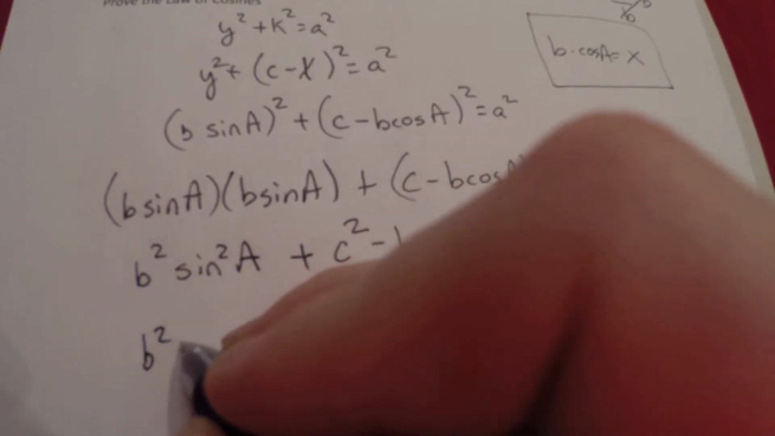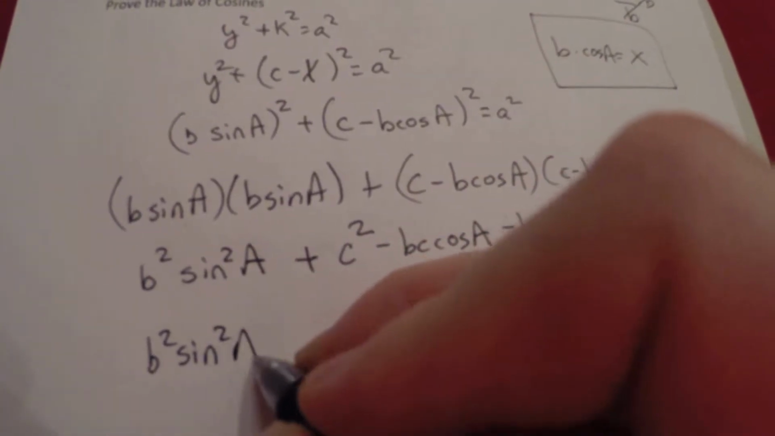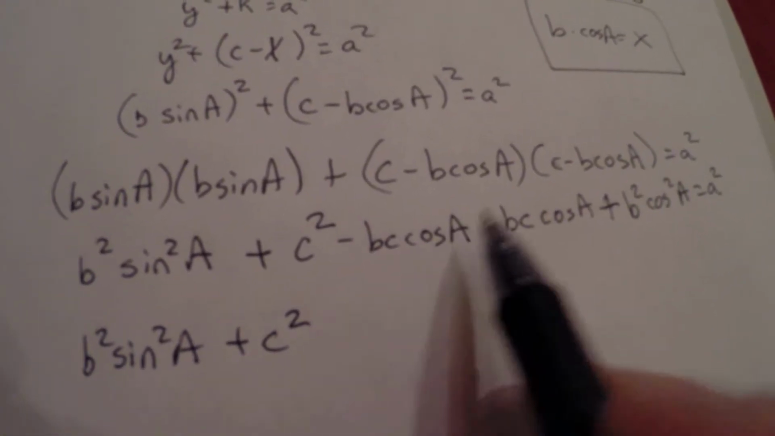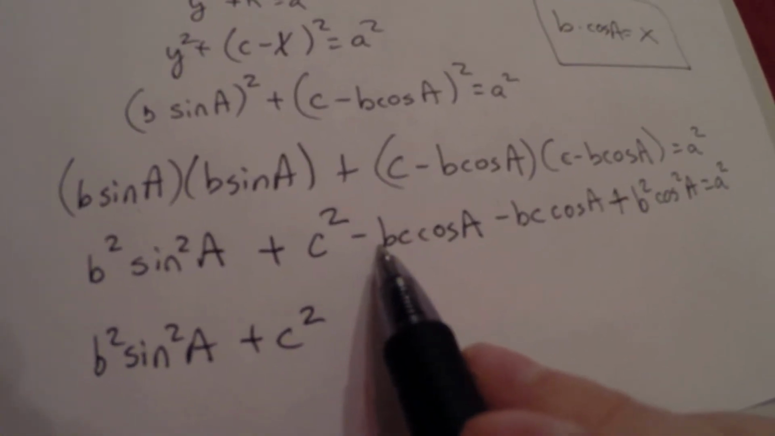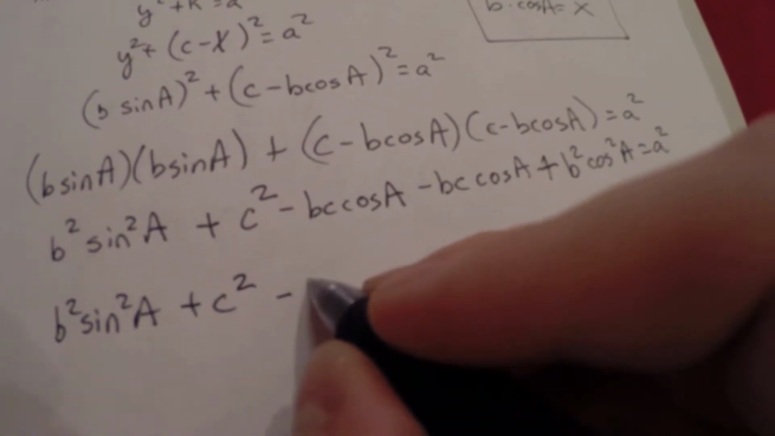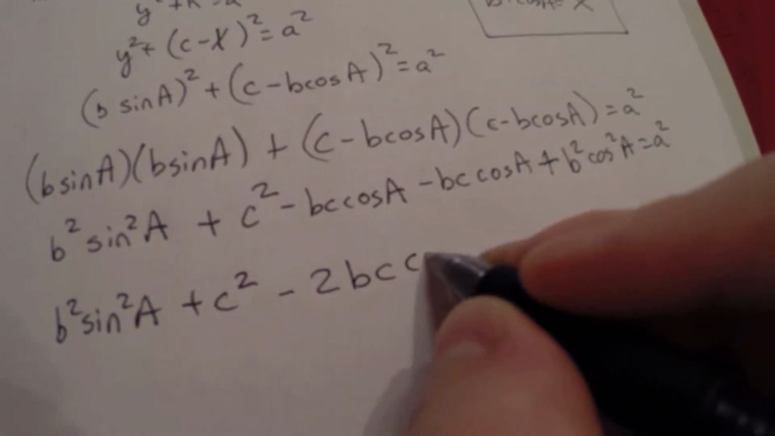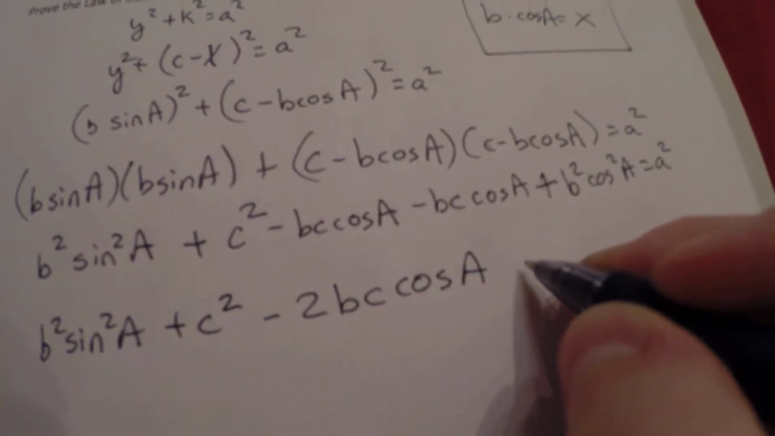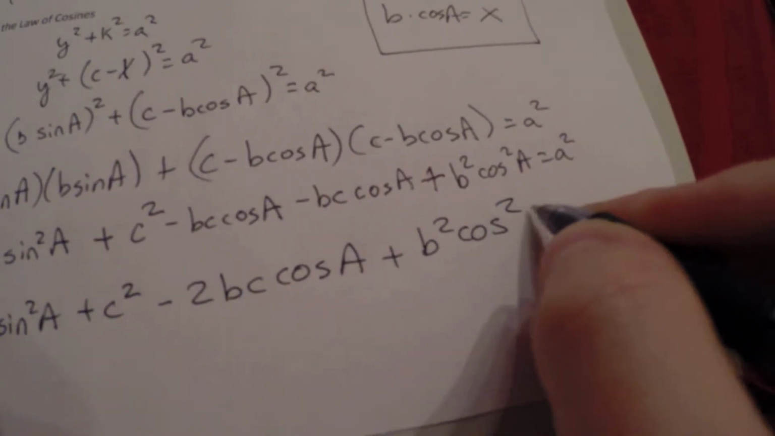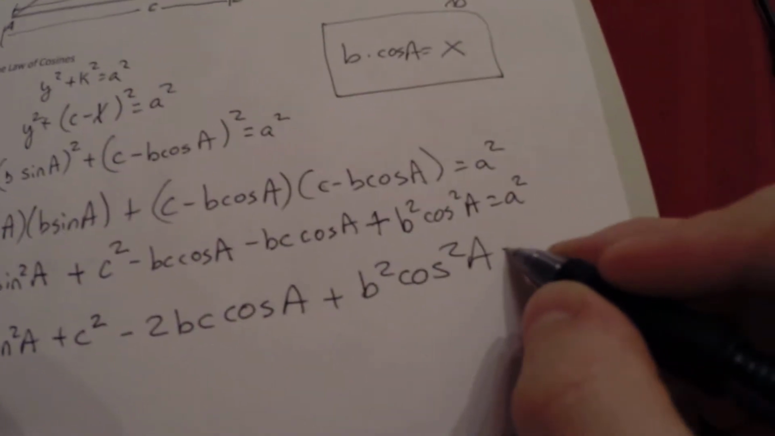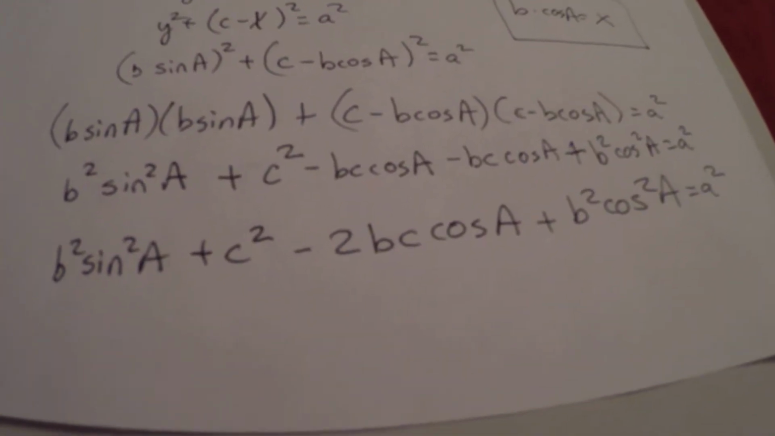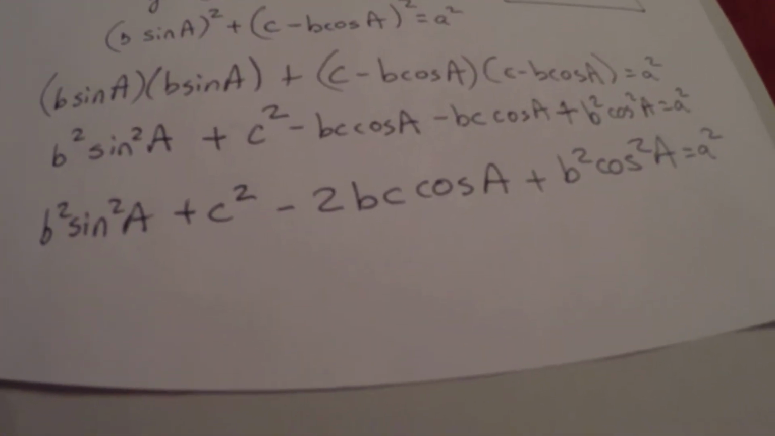B squared sine squared A plus c squared. Now what I can do here is put these two together. It's like saying you have -1 of something and a -1 of something else. So -1 and -1 is -2. So -2bc cosine A plus b squared cosine squared A equals A squared. All right, we're actually almost there. I know this looks crazy, but we are almost done.